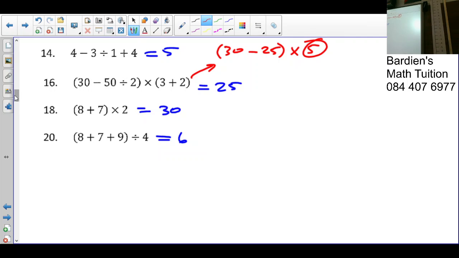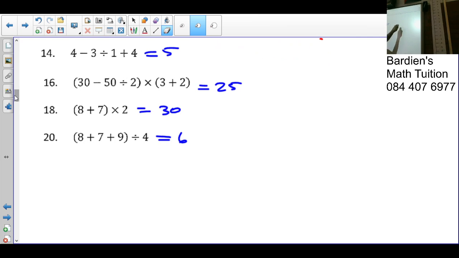Any other problems with number 16? No. Right. Number 18. Any issues there? Anybody had a problem? No. And number 20? No.